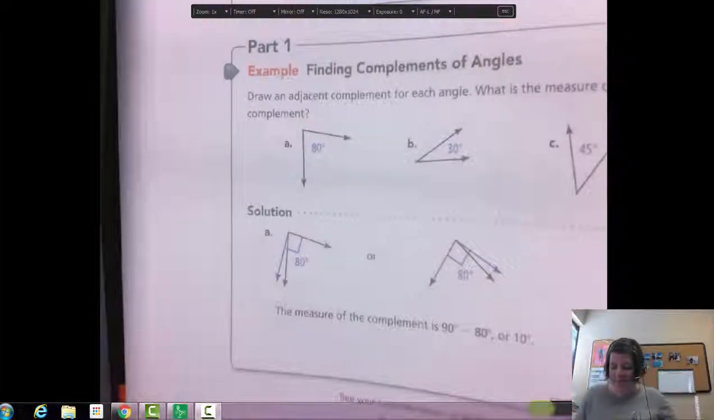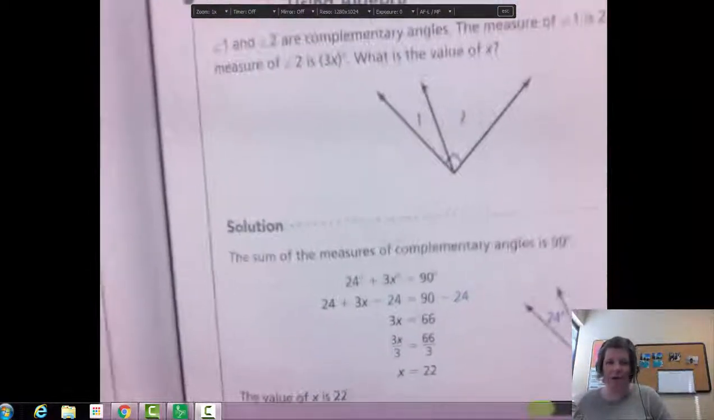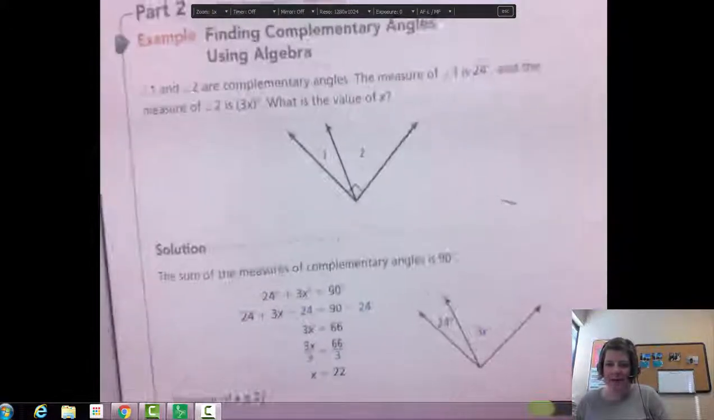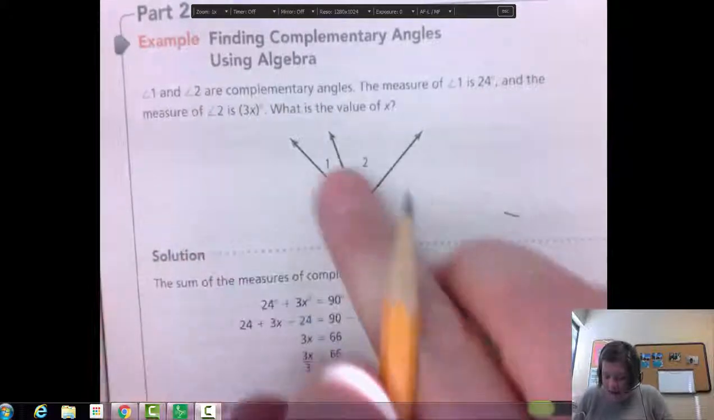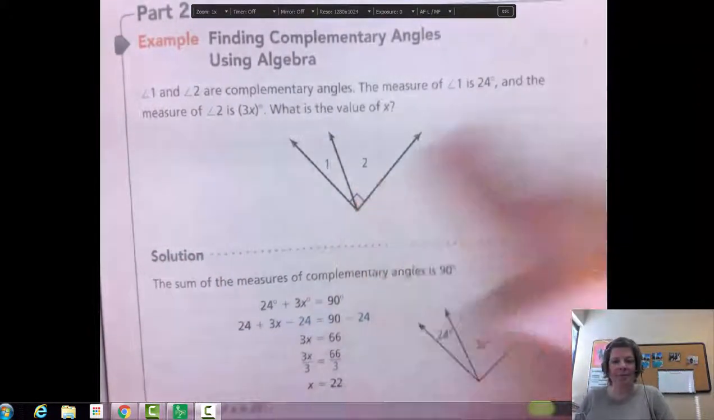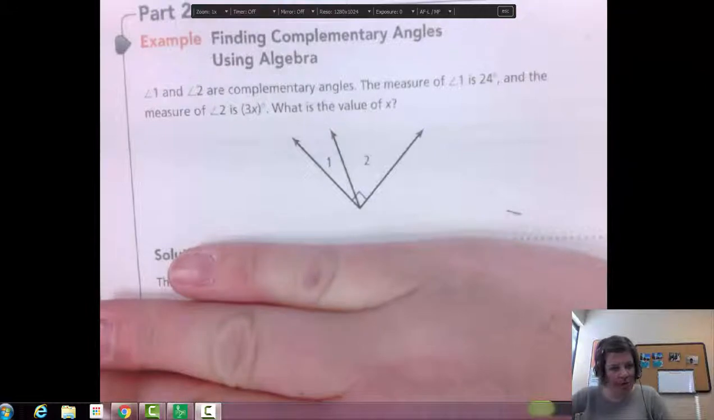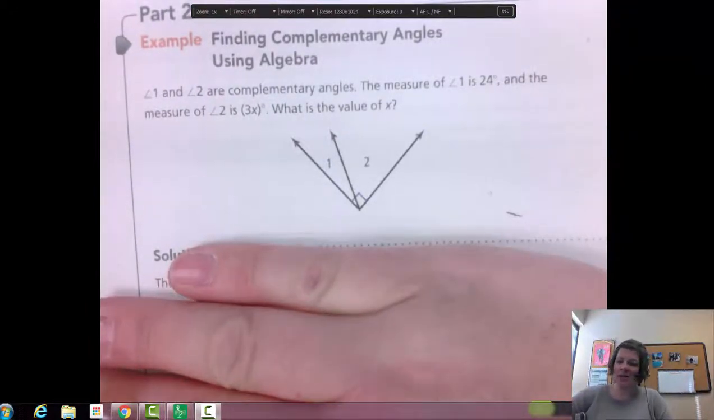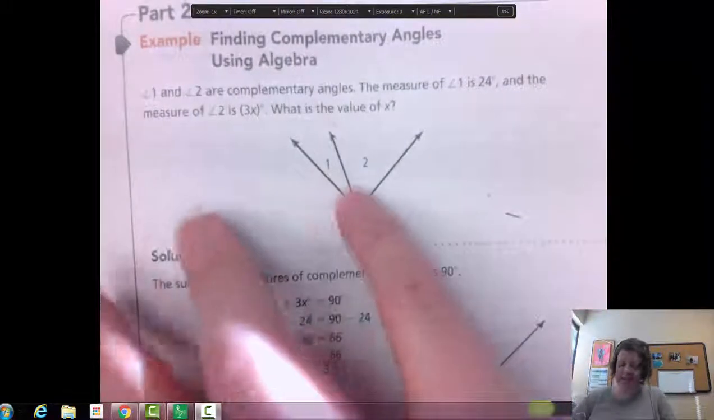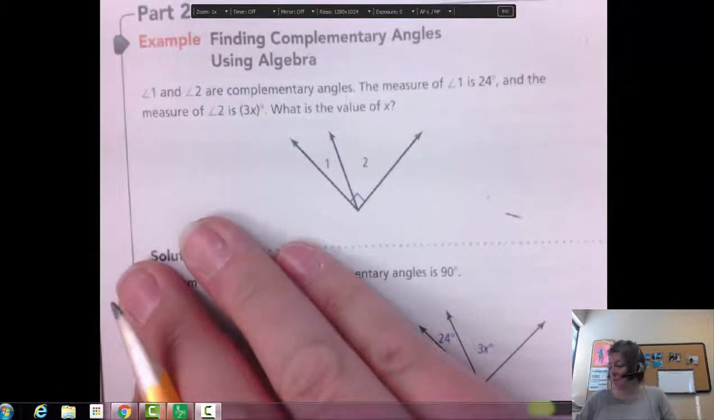So same idea, they could put it a little different to you. I guess I'll show it to you and then I'll write it out. Okay, so this one, without looking at my solution: angle 1 and angle 2 are complementary angles. The measure of angle 1 is 24 and the measure of angle 2 is 3x. What is the value of x? We've already done these. Angle 1 plus angle 2 is equal to 90. We just have to use the 90 for our knowledge.